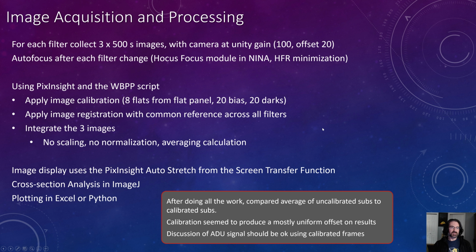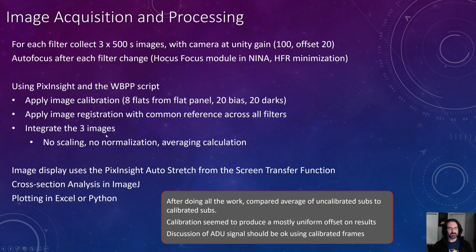For each of the images that I analyzed, I collected three 500-second images with the camera at unity gain, which for this camera is 100, and I used a pedestal offset of 20. I ran autofocus after each filter change, and to analyze the images, I used PixInsight and the WeightedBatchPreprocessing script. I applied image calibration with the indicated data here, and image registration with a common reference across all filters, my first hydrogen alpha image. I then integrated each of the three images.